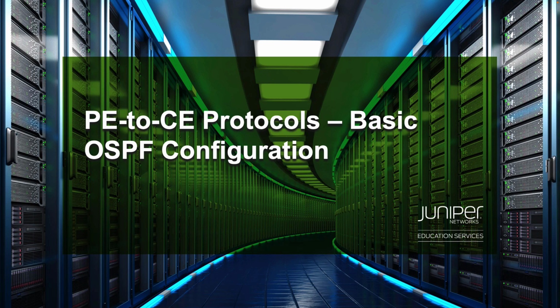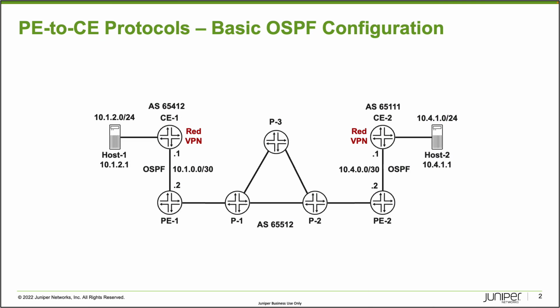And today we will be going through the PE to CE protocols basic OSPF configuration learning byte. All right, so here is our little topology. We have a few different things going on. We have the red VPN, which both CEs are a part of, and then we have host 1 and host 2. You can see the individual addresses there.